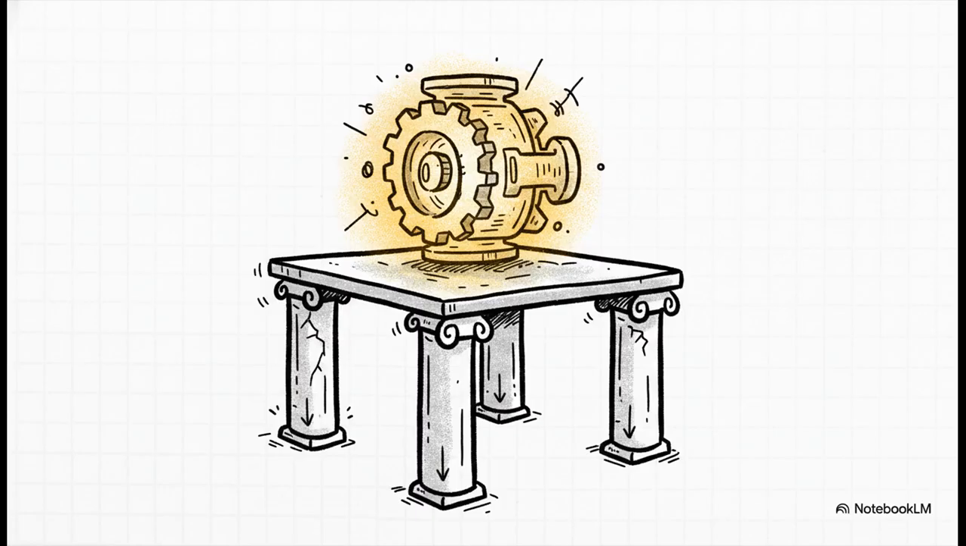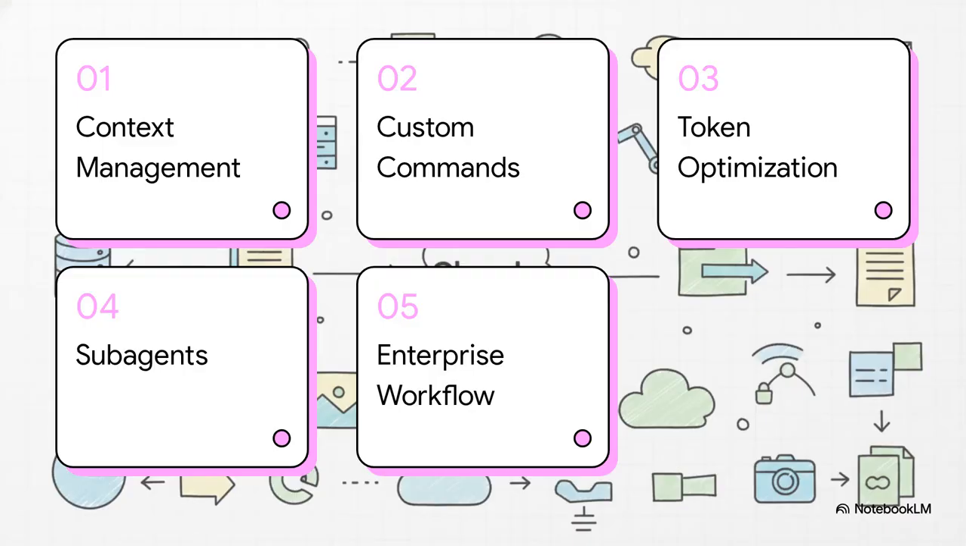Now, to actually pull off this incredible leap in productivity, this architecture relies on 4 absolutely crucial modules. Think of them as the load-bearing pillars that support complex, multi-step, parallel tasks. Here is our roadmap for the explainer. First, we'll tackle intelligent context management. Second, we'll explore custom slash commands. Third, compaction and token optimization. Fourth, subagents. And finally, we'll tie it all together in the enterprise workflow.